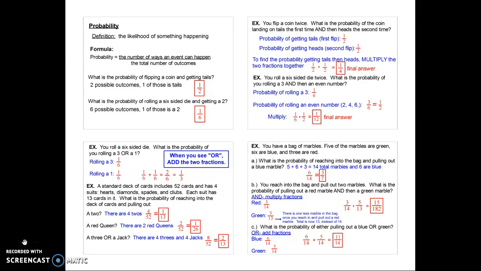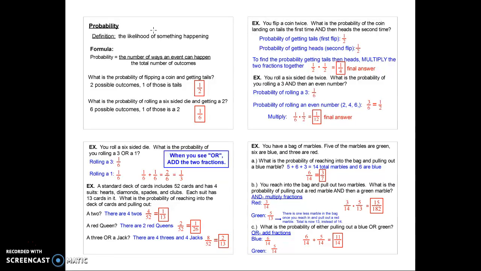Okay, this is concept number 10, so it's the last one of the quarter, and it's probability. Now, probability is just, the actual definition of it is the likelihood of something happening. So you're trying to figure out what are the chances that this is going to happen.